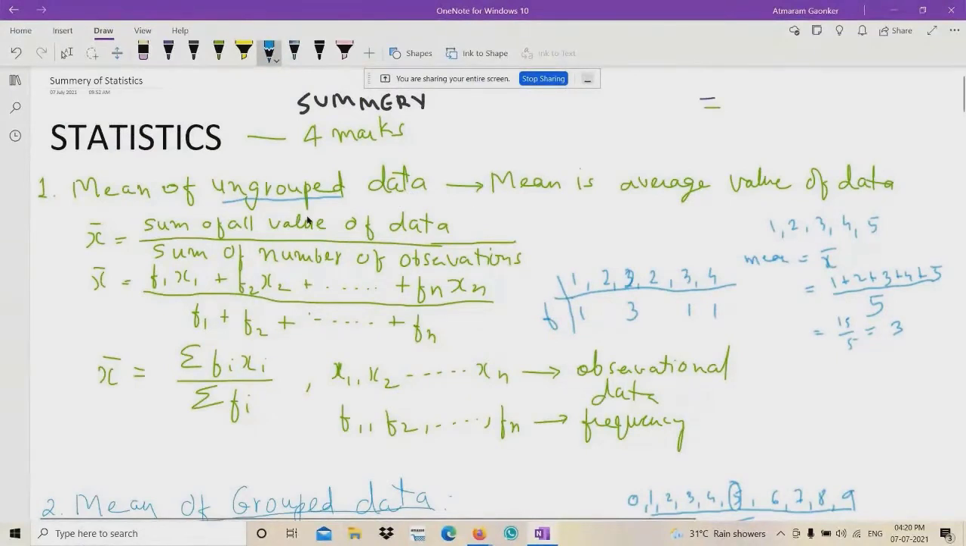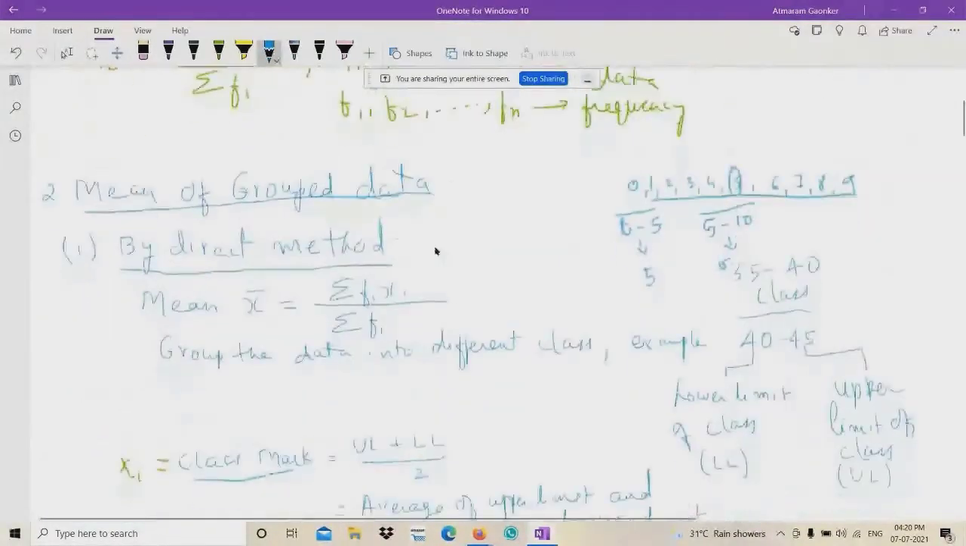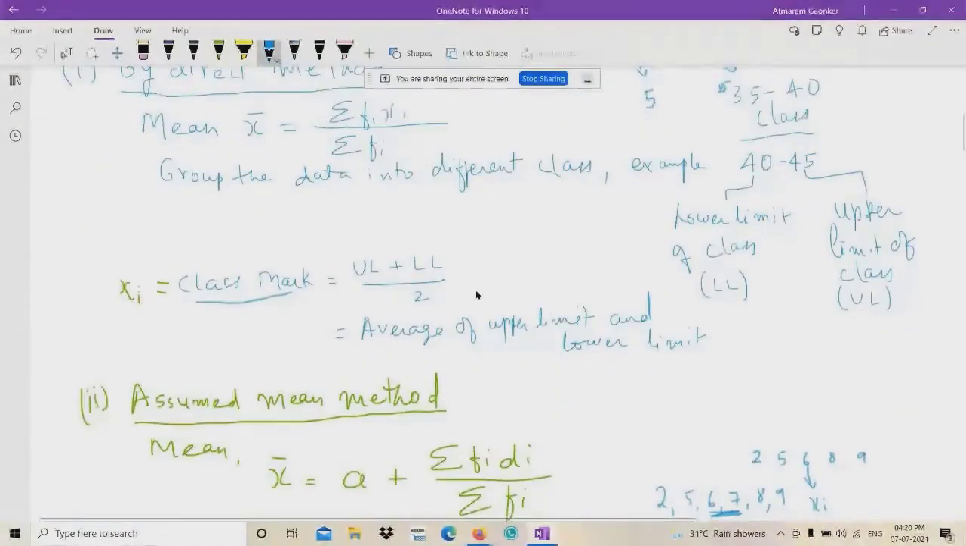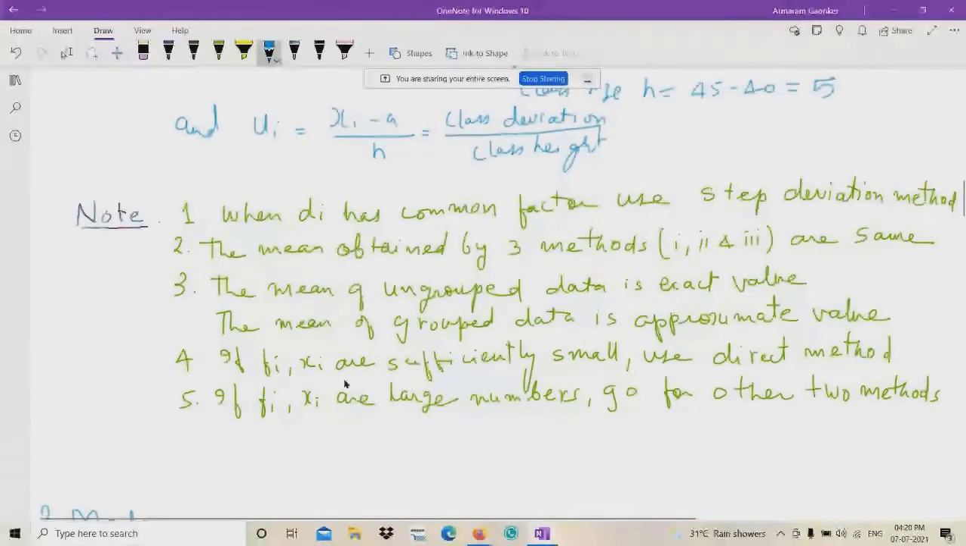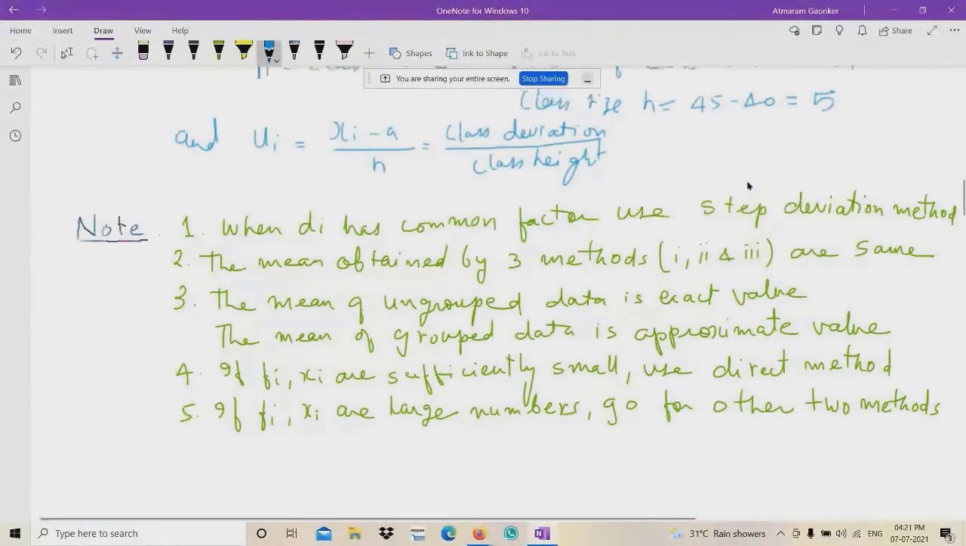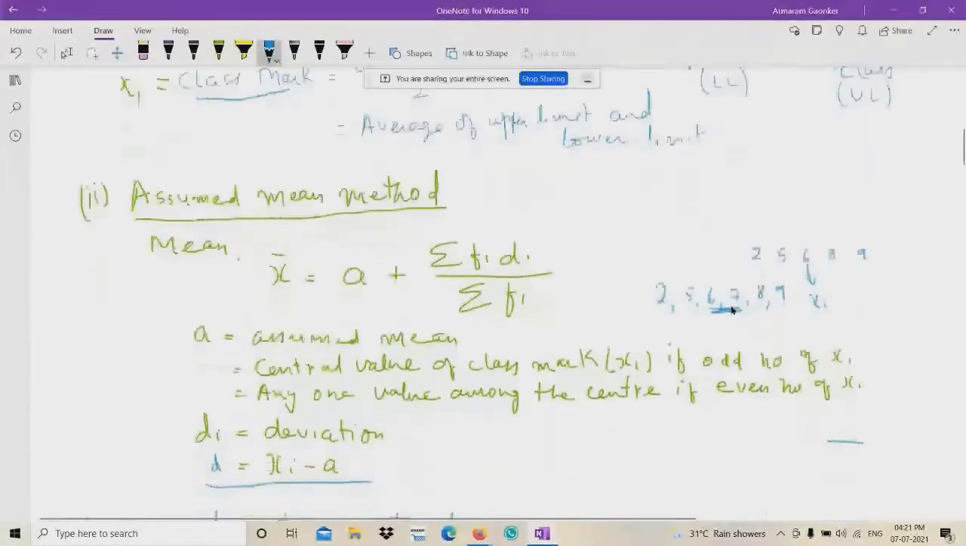So this is the ungrouped data calculation. If you use this formula for ungrouped data, you will get one mean, and if you use these three formulas for grouped data, you will get a different mean. For ungrouped data it is the exact value, whereas for grouped data it is an approximate value. And if xi and fi are sufficiently small, use the direct method, and if xi and fi are large numbers, go for the other two methods, that is the step deviation method and the assumed mean method.